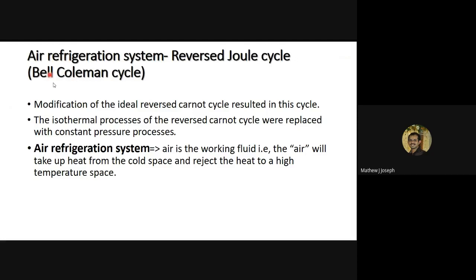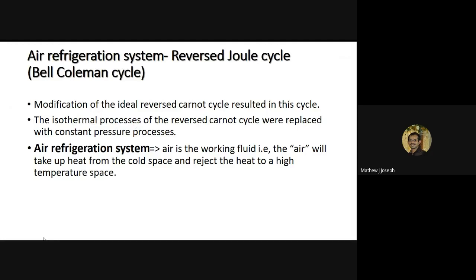So this idea was put forward by Bell Coleman, and the air refrigeration system came into existence. What was the modification suggested by the scientist? The isothermal processes, which are normally the time-consuming processes, were replaced using constant pressure processes. In a real-life situation, achieving a constant pressure process is not that big a deal. We can achieve almost nearly 90% of a constant pressure process. So the constant pressure processes replaced the isothermal processes in a reverse Carnot cycle.